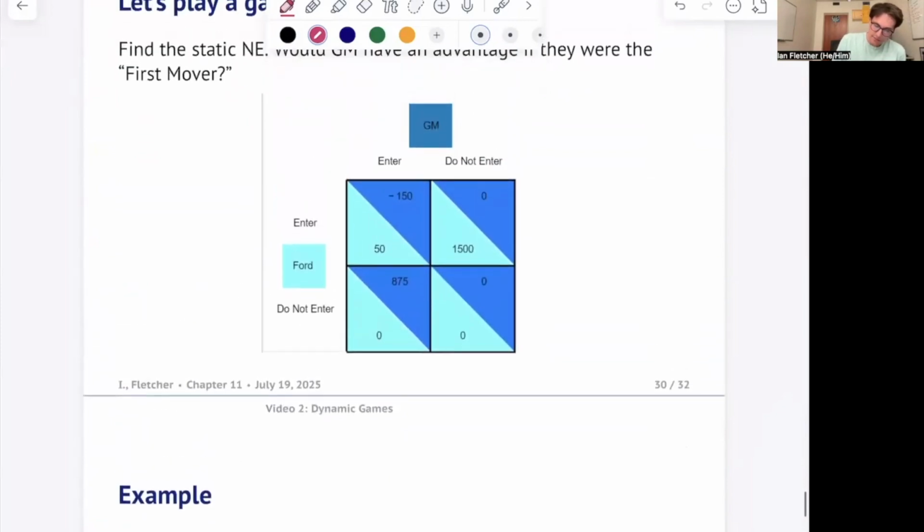So, in a static game, right? If Ford decides to enter, GM should not enter. If Ford decides to not enter, GM should enter. If GM decides to enter, Ford should decide to enter as well. If GM decides to not enter, Ford should decide to enter.